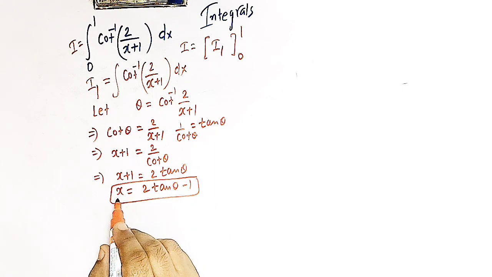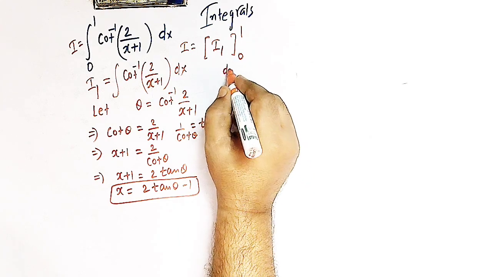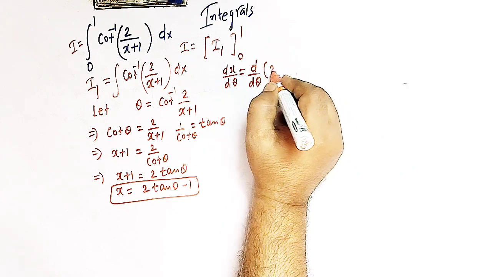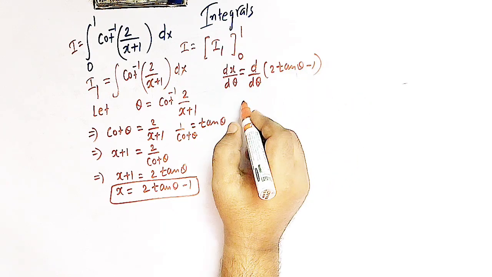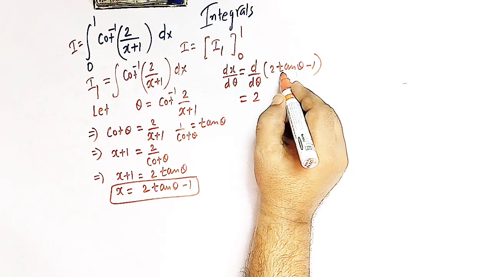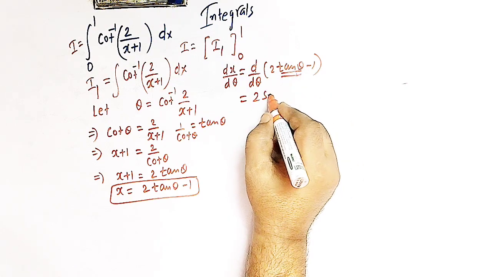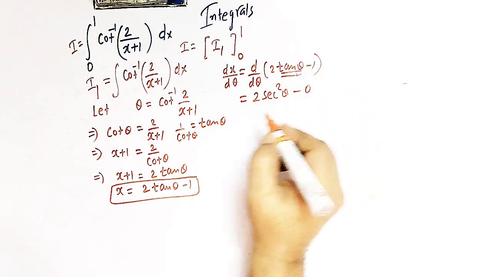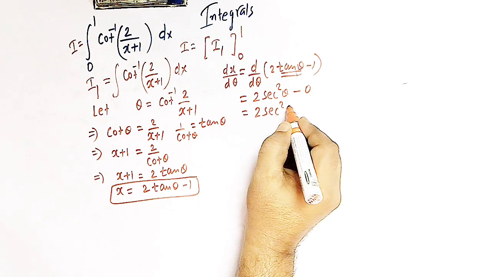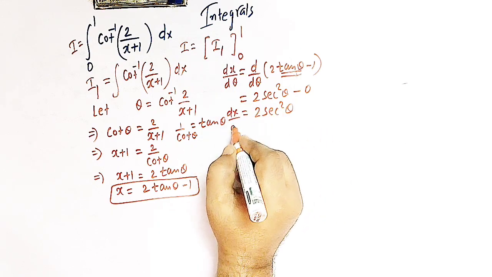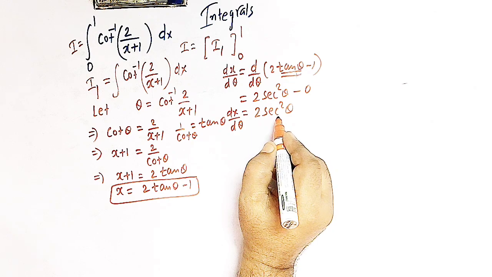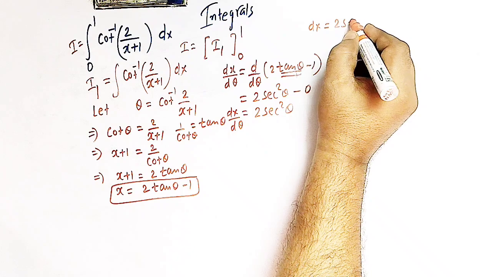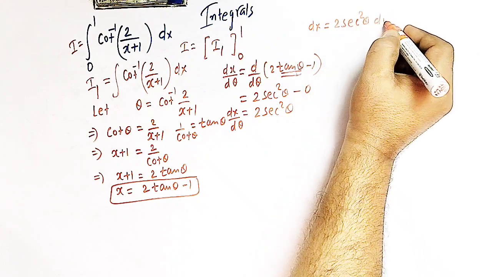Now let us differentiate x with respect to theta. So we have dx over d theta is equal to d by d theta of 2 tan theta minus 1. So here we have 2. The derivative of tan theta is secant square theta, and 1 is constant, so the derivative of 1 is 0. So we have 2 sec square theta. So dx over d theta is equal to 2 times secant square theta. So we can now write dx is equal to 2 secant square theta d theta.